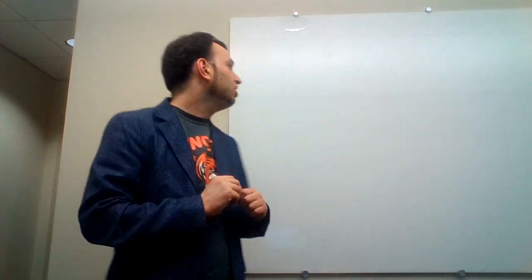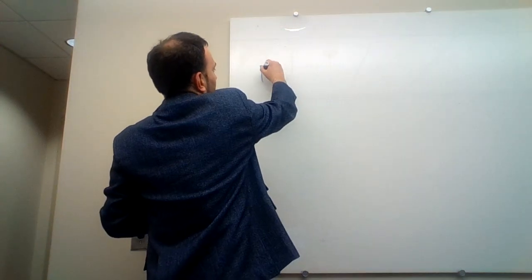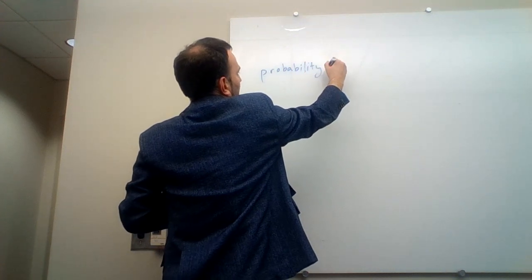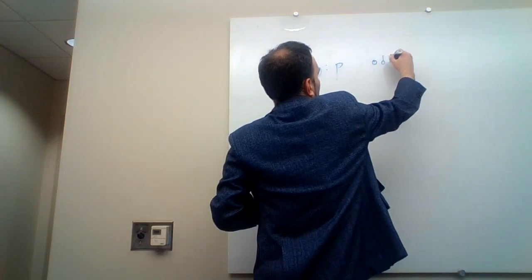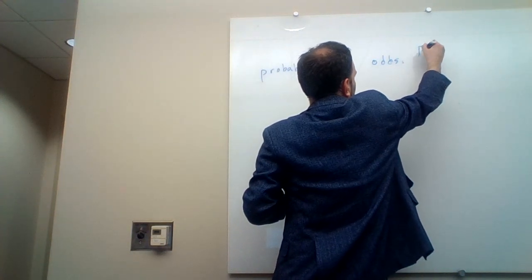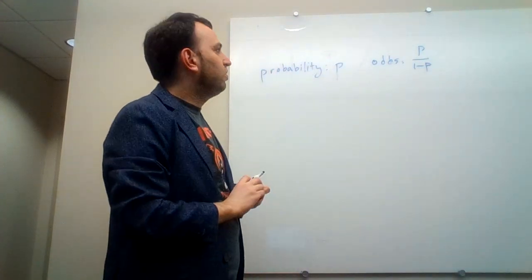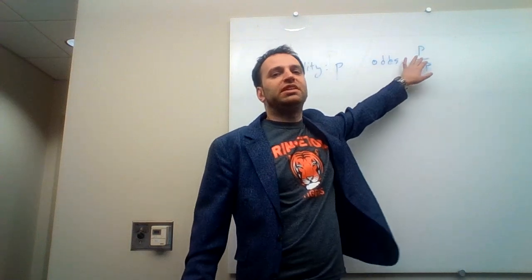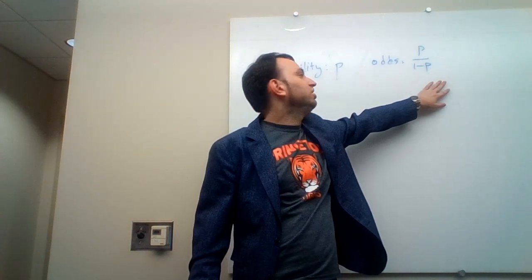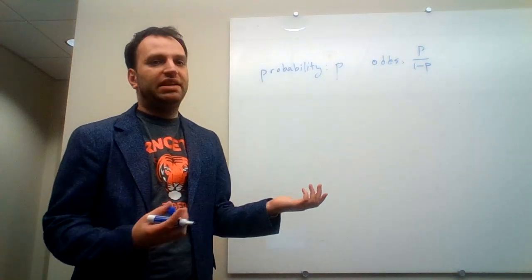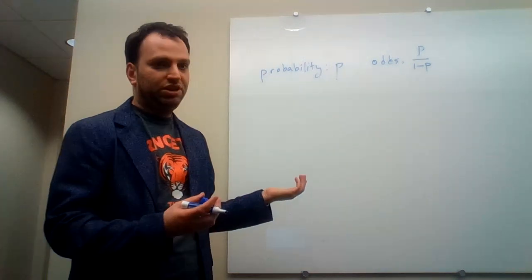So in this video, I want to talk about the mathematical concept of odds. So if the probability of an event is P, then the odds of that event are P divided by 1 minus P. Okay, so that's the ratio of the probability of the event happening and the probability of the event not happening. So that's kind of like a simple mathematical transformation, nothing to it.